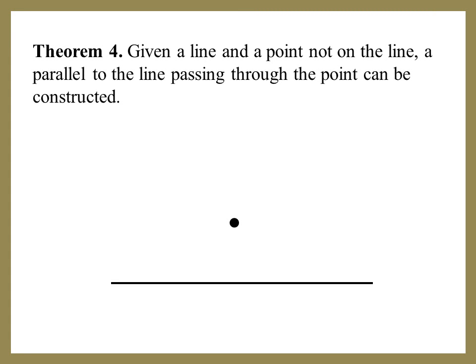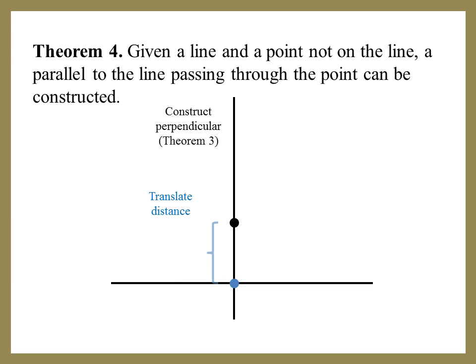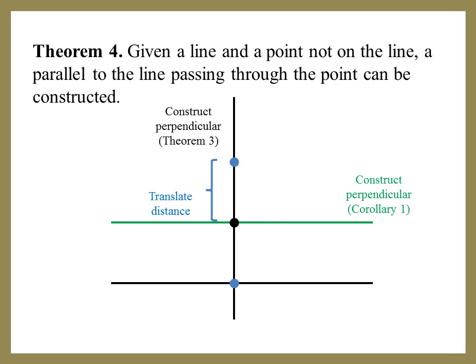Given a line and a point not on the line, a parallel to the line passing through the point can be constructed. By Theorem 3, we can construct a perpendicular to the given line through the given point. Now, translate the distance from the original point to the original line to find a new point above the original point on the perpendicular as shown. Since the black point is the midpoint of the line segment through the 2 blue points, by Corollary 1, we can construct a perpendicular to the new line which passes through the black point. The new line is parallel to the original line and passes through the given point.